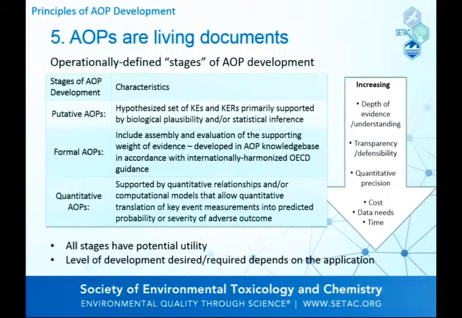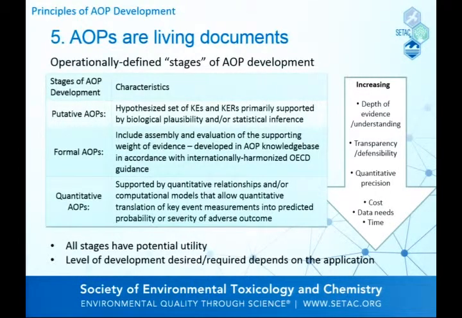So if you're at this level that we'd call putative AOPs, where you've got a hypothesized series of key events that are primarily supported either based on correlation or just biological plausibility, maybe you could apply that to something like hazard screening or prioritizing testing because you're going to follow up with additional tests. If you want to apply it to very detailed quantitative risk assessment, you better have an AOP that's down in this end of the scale, where you've got very well-defined quantitative understanding of exactly how much perturbation gets you from one key event to the next and allows you to take some key event measurement and make a very precise prediction of the severity or the probability of your adverse outcome.